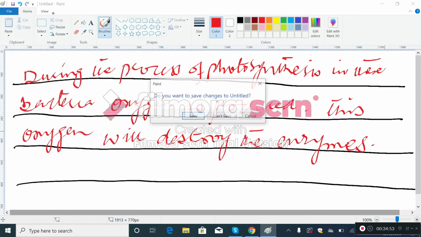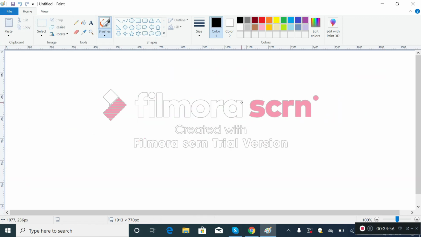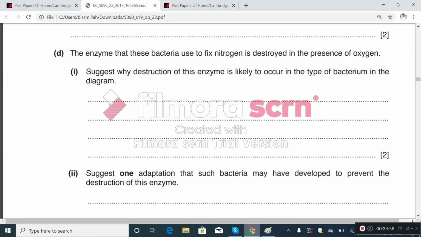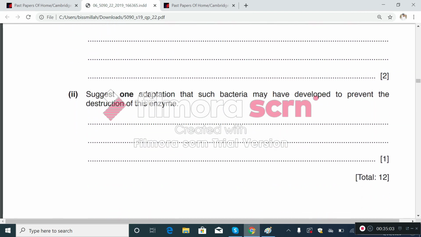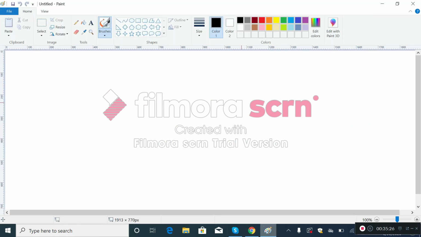Now move to the next part. That is the last part of this question. Suggest one adaptation that such bacteria may have developed to prevent the destruction of this enzyme. So actually, whenever you are asked to suggest, multiple answers can be given, because there is no hard and fast rule, no one fixed answer. So many answers, but they must be relevant to this question.